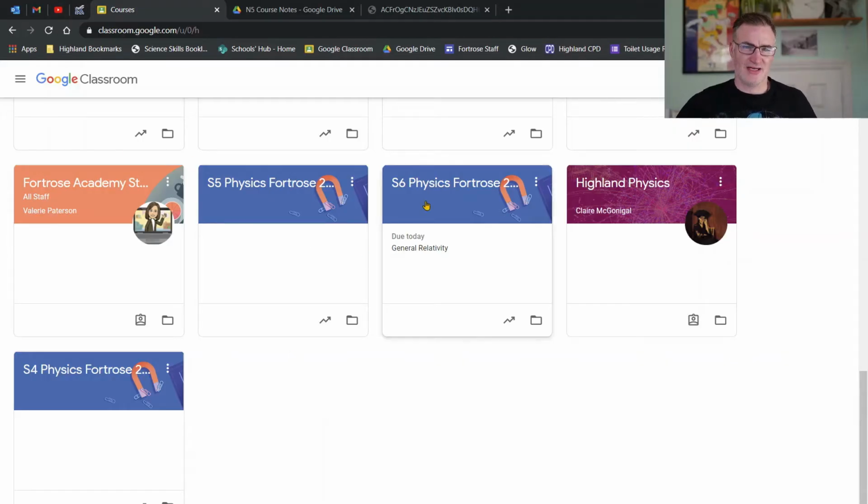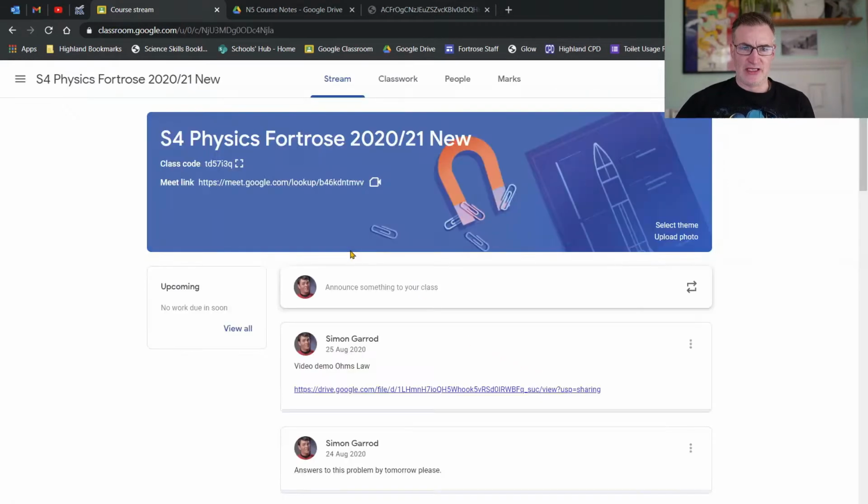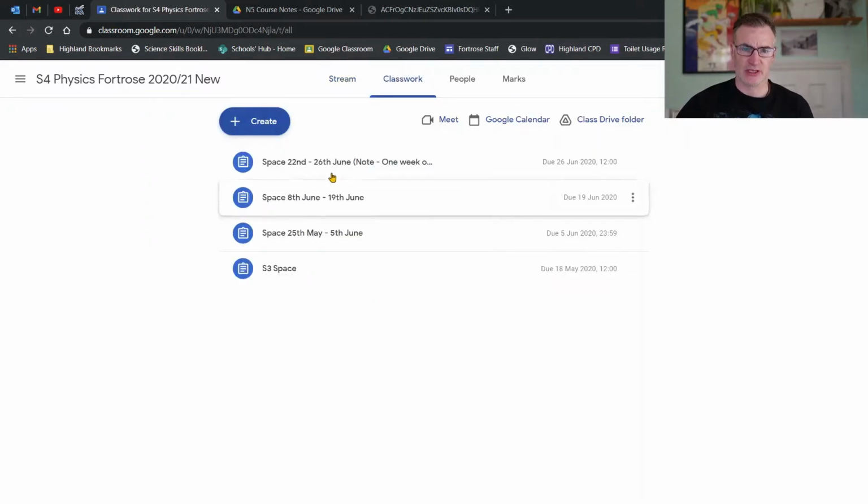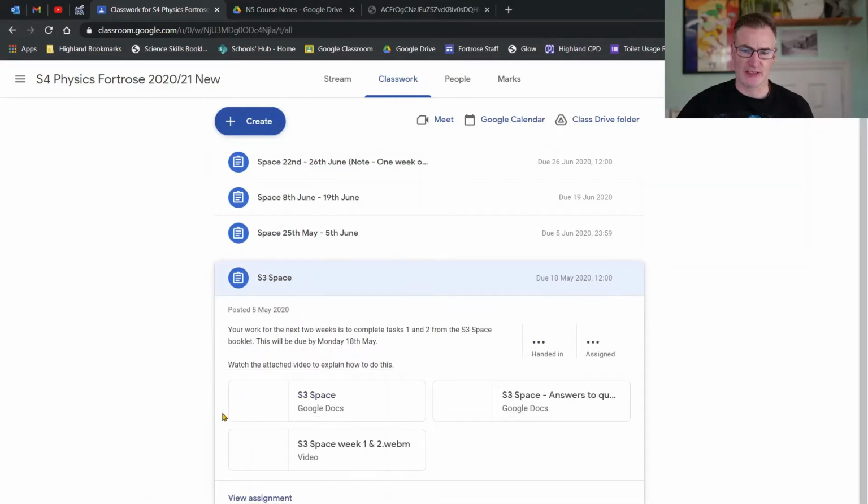And to find that, you should still be enrolled in this classroom, so S4 Physics for TROS. And if you're clicking in there, the easiest way to find all of the materials would be in the classwork tab. So looking in classwork, these are the assignments that we set, and the first one that you can look at is this S3 space here. We have a Google Doc. There's answers to the questions that are contained within this booklet.